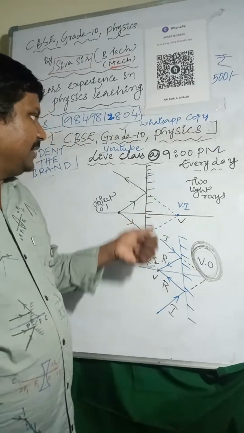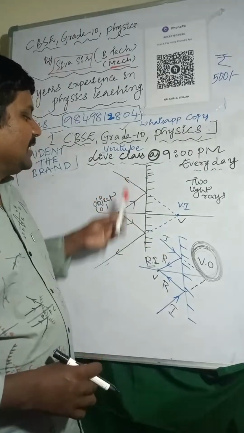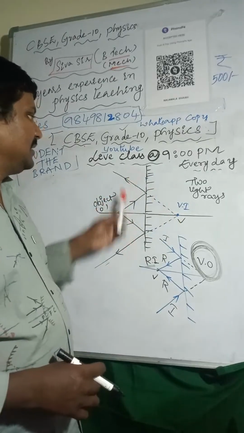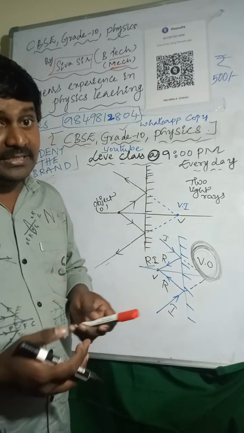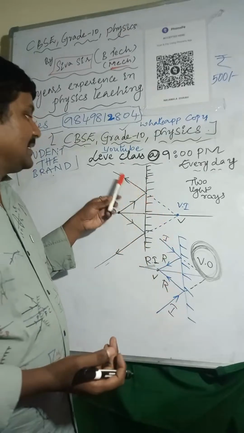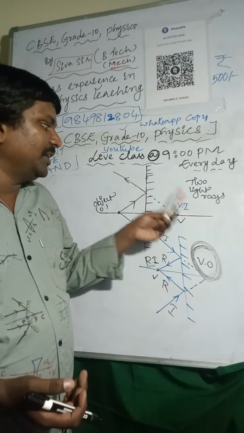Now I am taking these reflected light rays. These reflected light rays are meeting at this point. Here, extended reflected light rays, not the reflected light rays directly, are meeting at this point. The image will form. That is a virtual image.